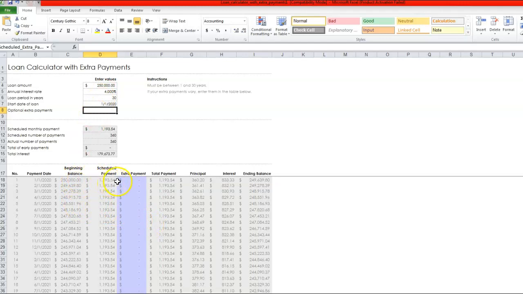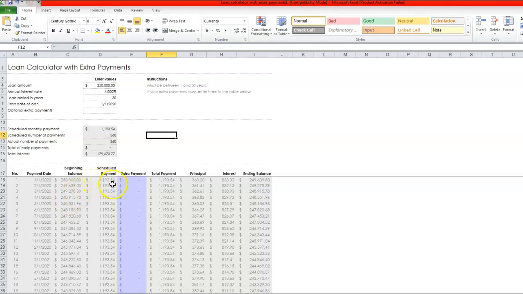Our scheduled payment is $1,193. This is not including property tax, insurance, mortgage insurance. This is just your interest and payment. There's an acronym for mortgage payments called PITI, Principal, Interest, Tax, Insurance. You may also add HOA fees to that and possibly mortgage insurance.